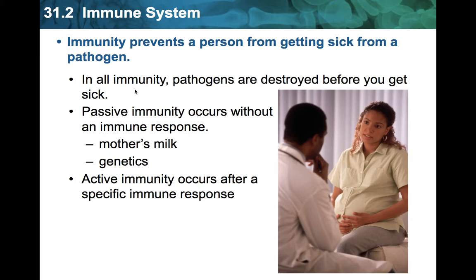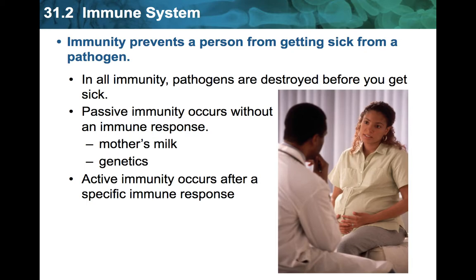Passive immunity occurs without an immune response. So passive immunity is something like when a baby is drinking its mother's milk. That's passive immunity because it's getting immunity from the mother's milk. And genetics. Unfortunately, that one's kind of just you get what you get with genetics.